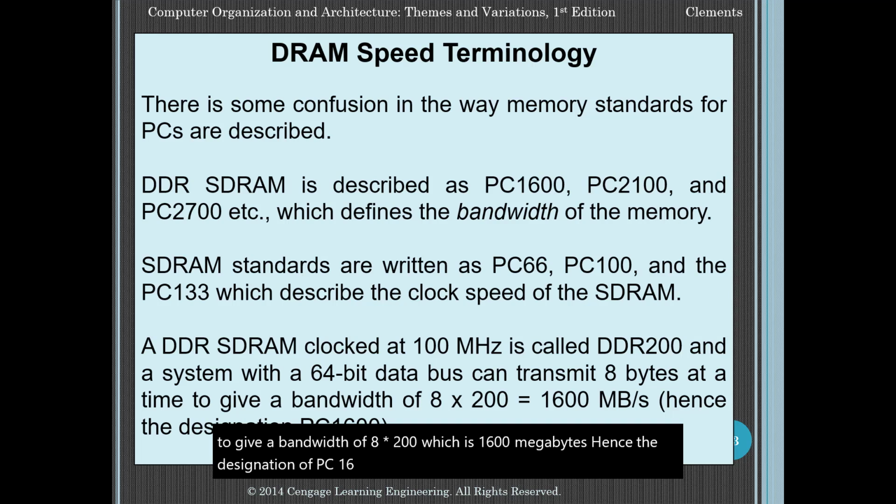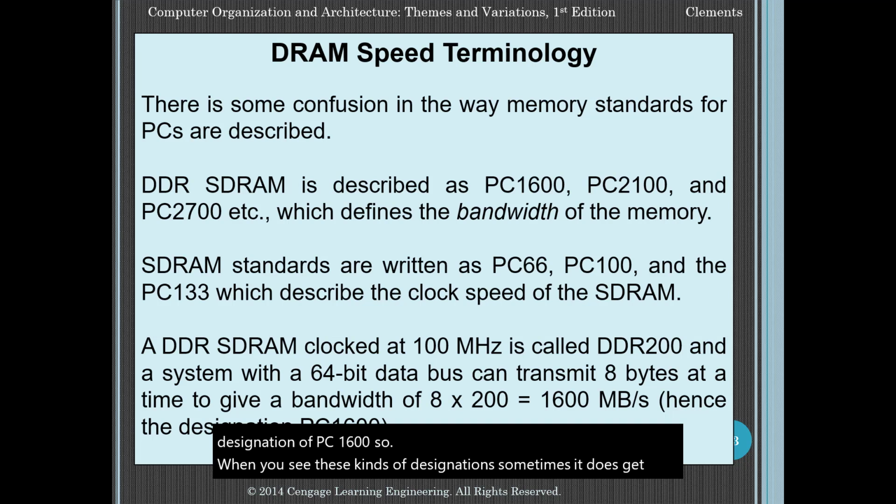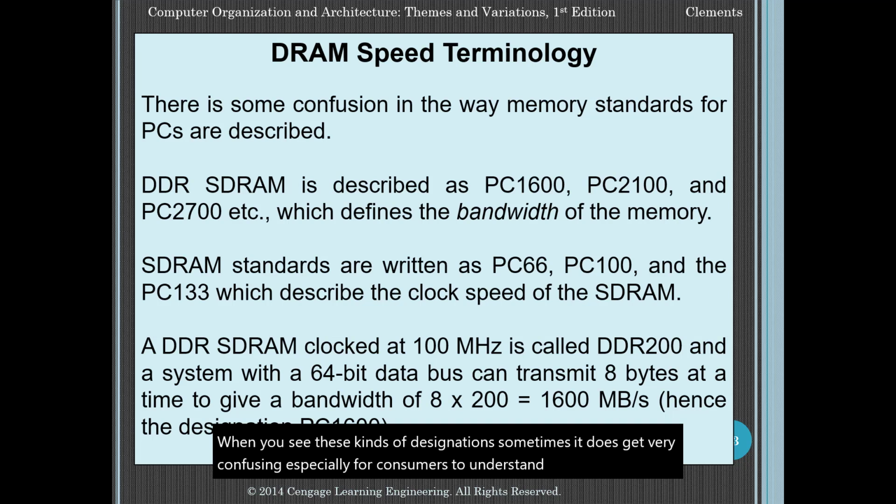So when you see these kinds of designations, sometimes it does get very confusing, especially for consumers, to understand what we are talking about. Now, most people are like, big number is better, which is not a terrible way to look at things. But if you actually want to be informed about what these numbers mean and how to generally read them, then that's what we're trying to define here.